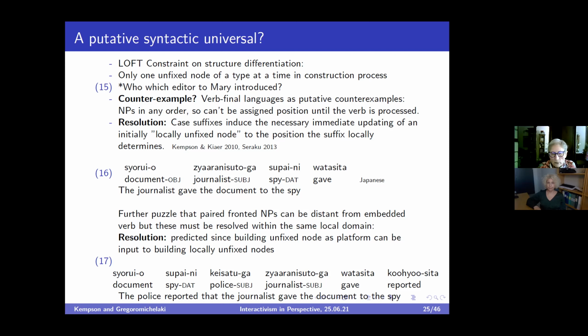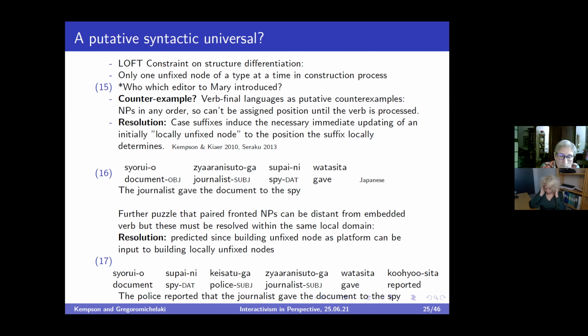Those are right out of the left periphery. And then what the sentence is actually saying is, the police reported that the journalist gave the document to the spy, but the document to the spy has been moved right out to the left. But there is a very tight restriction here, and that is that any paired fronted NPs must be resolved within the same local domain.